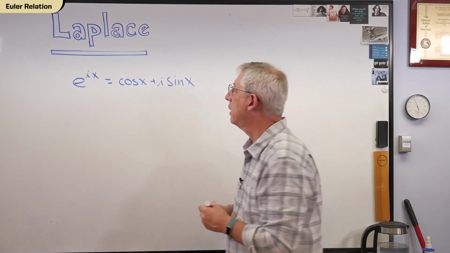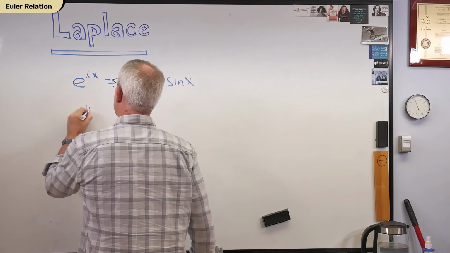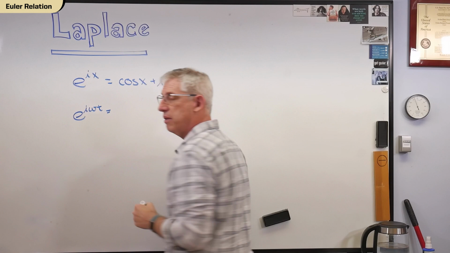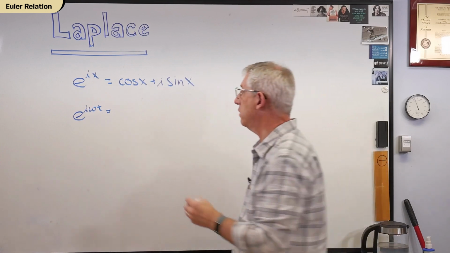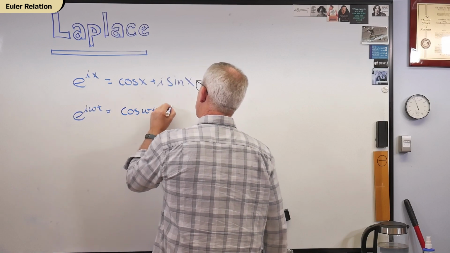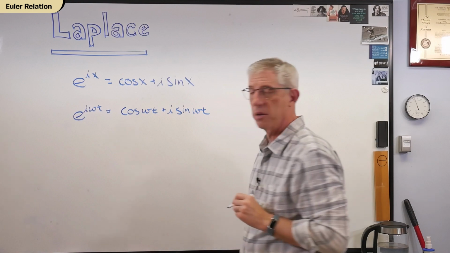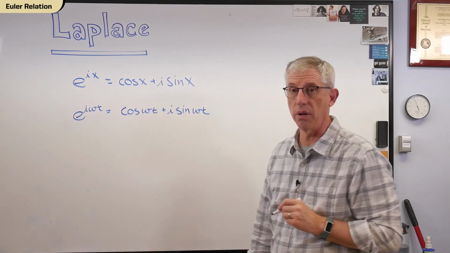Let's use it. So the first thing we're going to do is substitute i omega t in. Okay, that's the kernel function for the Fourier transform. And we're going to get cosine omega t plus i sine omega t. Well, all right, that looks pretty good. We've used this a lot already.